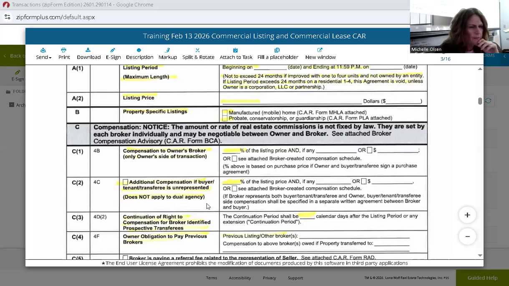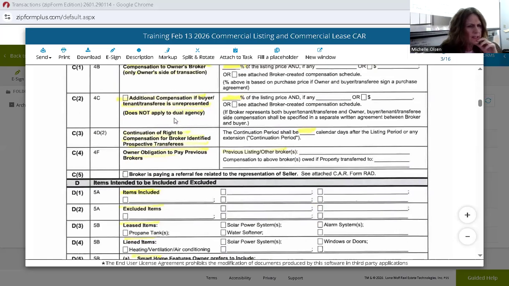And we're focused on leasing today. Additional compensation if tenant or transferee is unrepresented does not apply to dual agency. So this isn't to pick up more money if you're representing the tenant as well. But usually in leasing, this isn't going to happen. This more pertains to sales, okay? I just highlight it because it's in the grid.